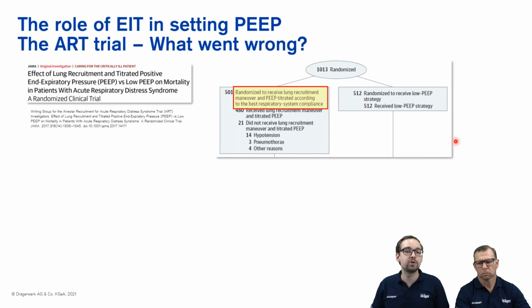Because when we don't do this, we see, of course, potentially very negative results. And this is why I wanted to have now the segue to the ART trial. In the ART trial, we were looking at the effect of lung recruitment and titrated PEEP versus a low PEEP strategy on mortality of patients with ARDS. A very big trial with over 1,000 patients to really answer the question, is lung recruitment the way to go?